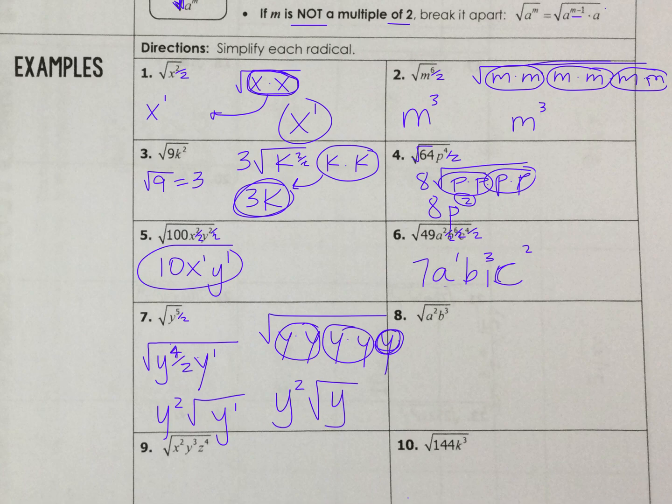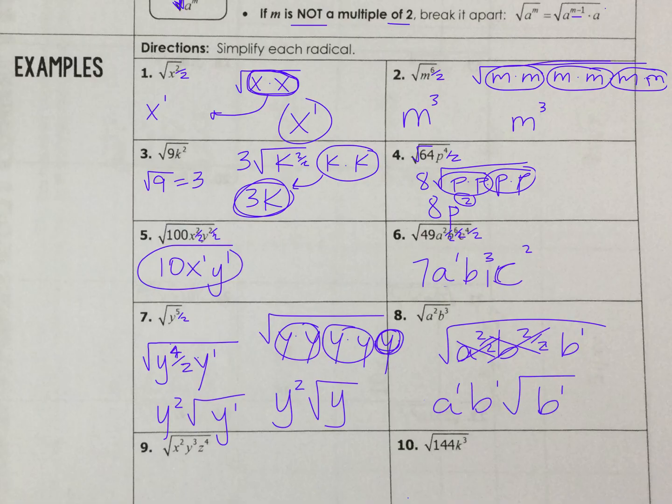Either way. A can come out because it's divisible by 2. So a to the 1 comes out. And then let's not do that part yet. Let's do a squared b squared times b, because I have to separate them. And now I can divide these guys by 2. So the a comes out with a 1. The b comes out with a 1. Out, out. This b to the 1 stays under.